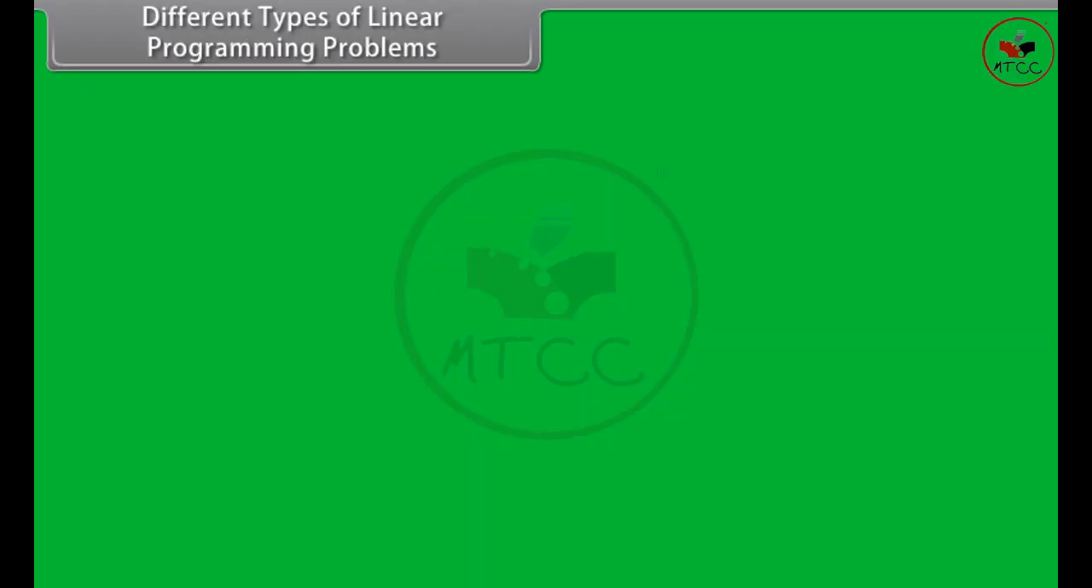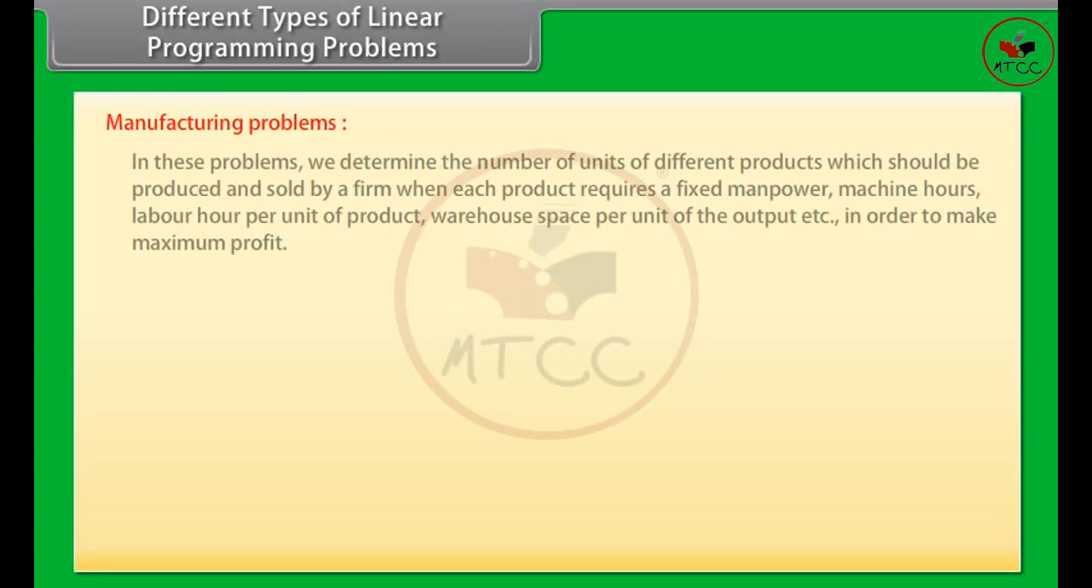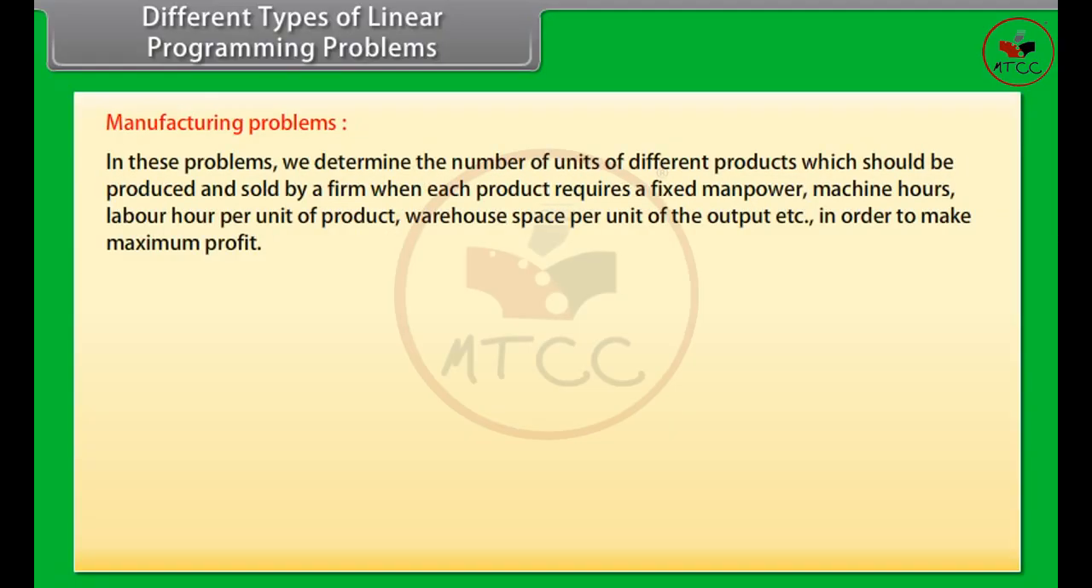Different types of linear programming problems. Manufacturing problems. In these problems, we determine the number of units of different products which should be produced and sold by a firm when each product requires a fixed manpower, machine hours, labor hour per unit of product, warehouse space per unit of the output, etc., in order to make maximum profit. Let's take an example to understand it better.